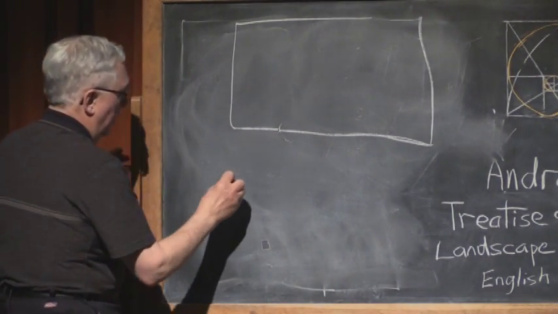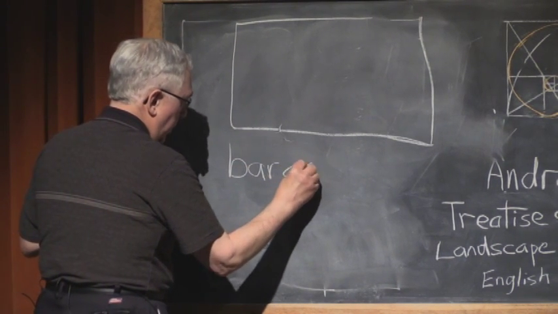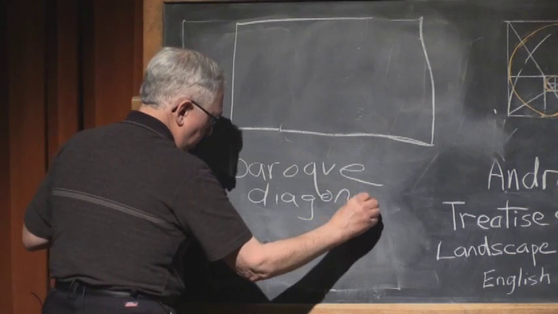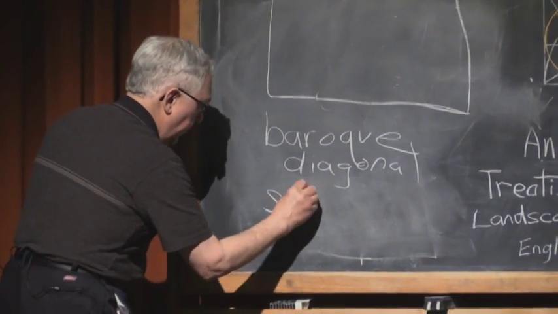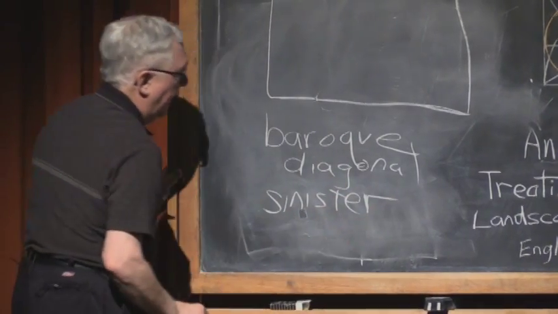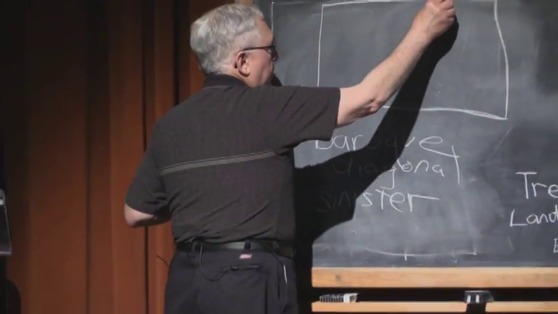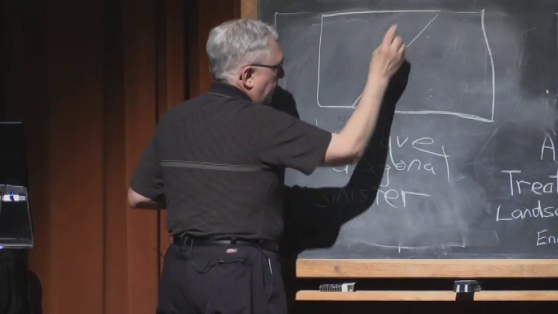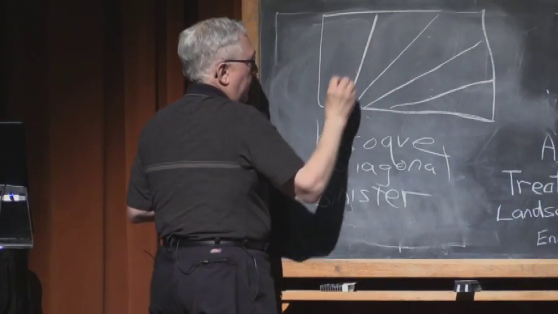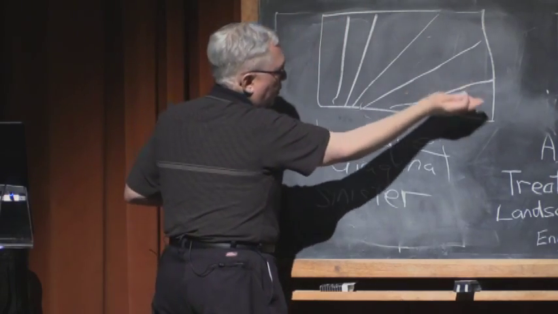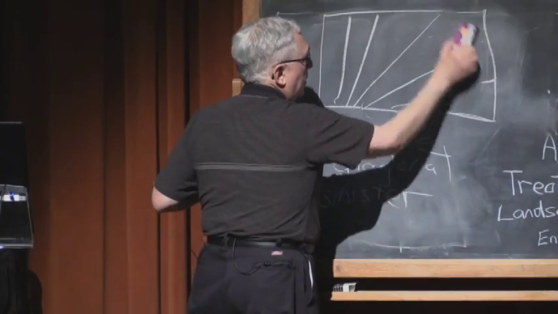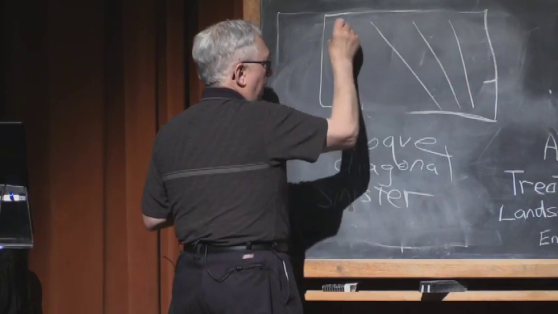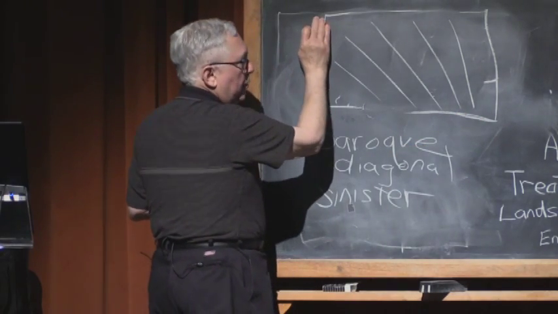Along with the central vertical, we have the Baroque diagonal, and we have the sinister diagonal. The Baroque diagonal is a movement. It begins in the lower left and rises to upper right. It can be at this angle, this angle, this angle. As long as it's past 90 degrees, coming this way, that's a Baroque diagonal. Sinister diagonal is exactly the opposite, rising from lower right to upper left.